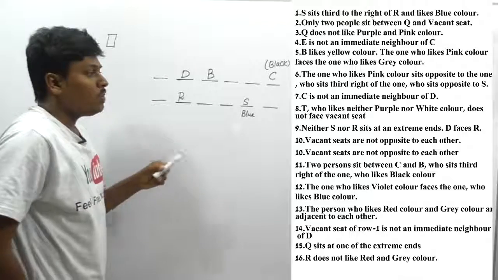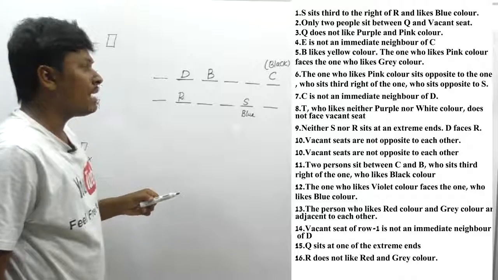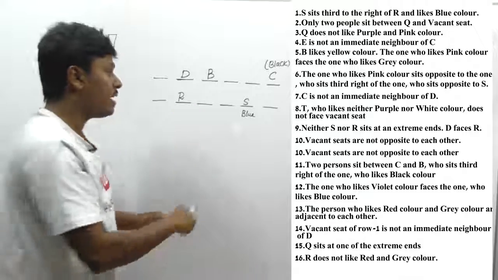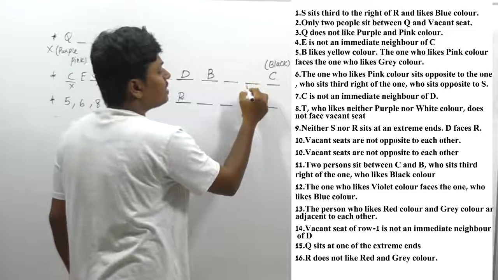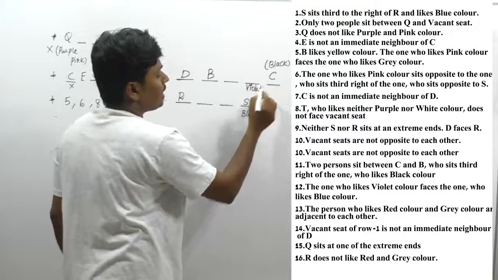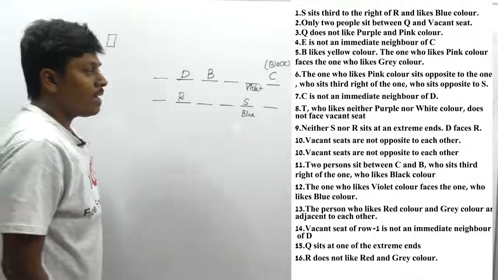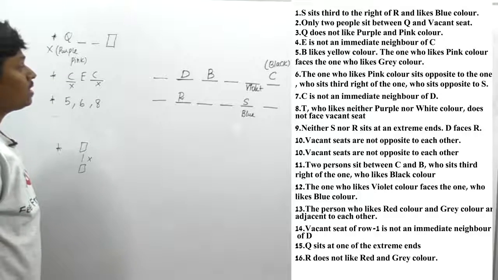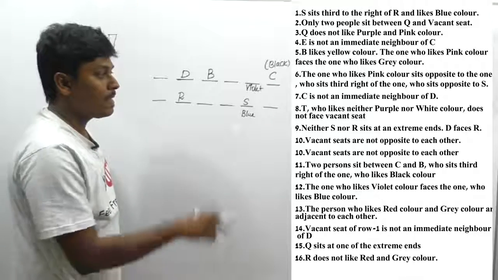Okay. The one who likes violet color faces one who likes blue color. Friends, they have said that the person who likes violet color is facing blue color, right? We know that S is blue, so definitely this person should be violet. So I can say that this is violet color. Okay, let me move on to the next point. Whether any other clue I can fix here, friends? No. Right? Okay, let me move on to the next point, friends.